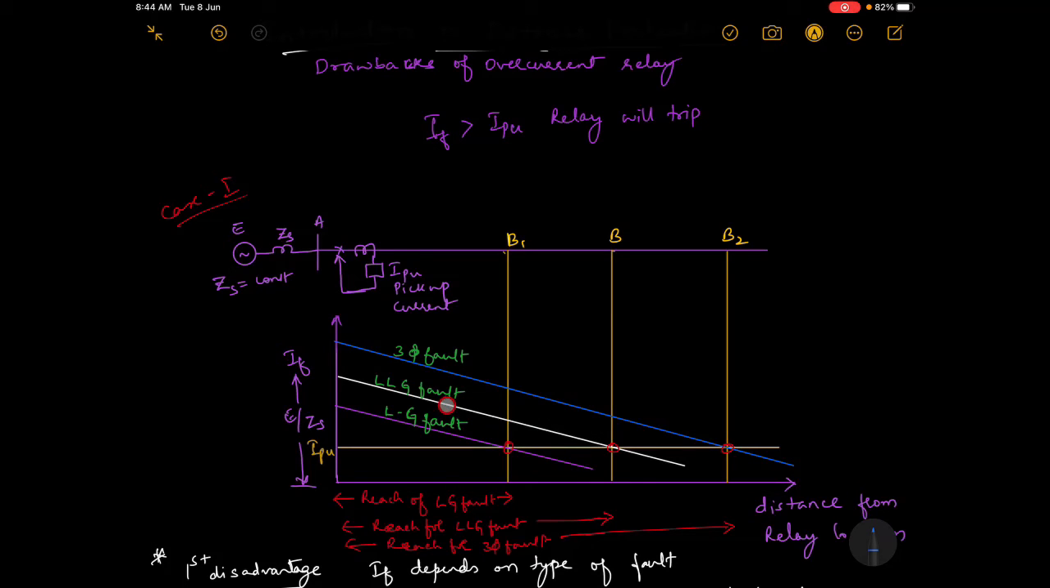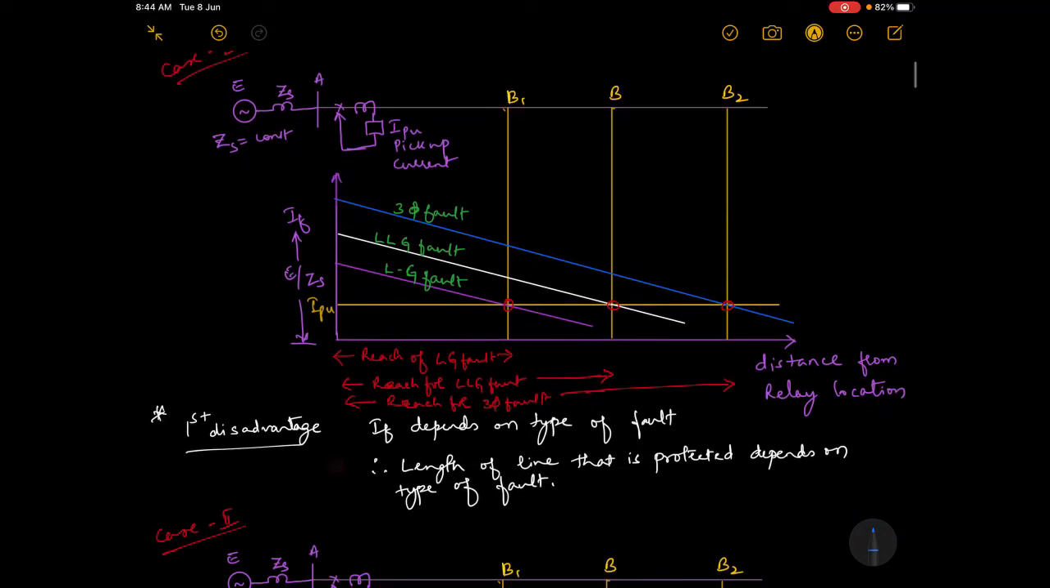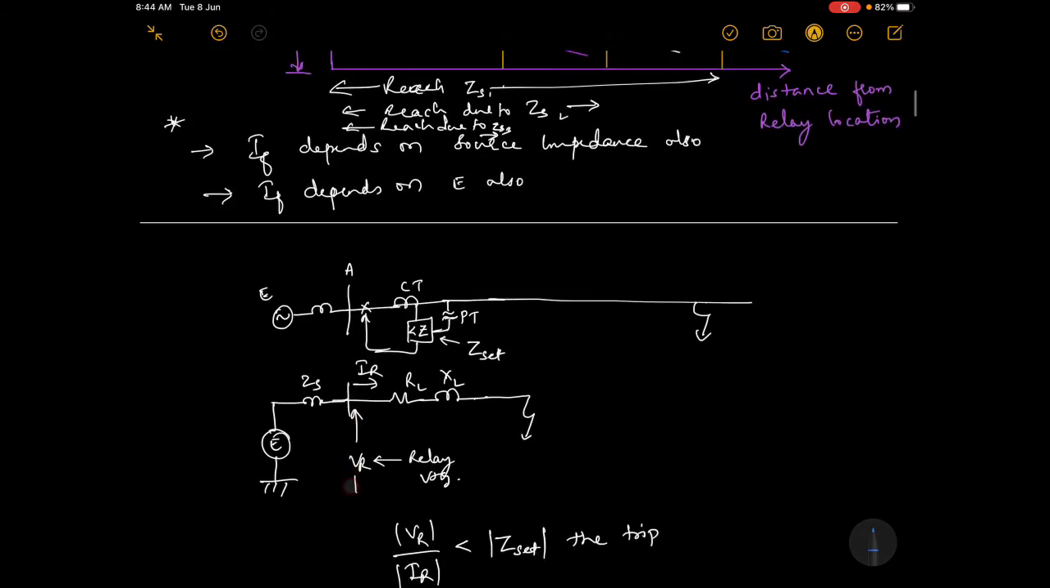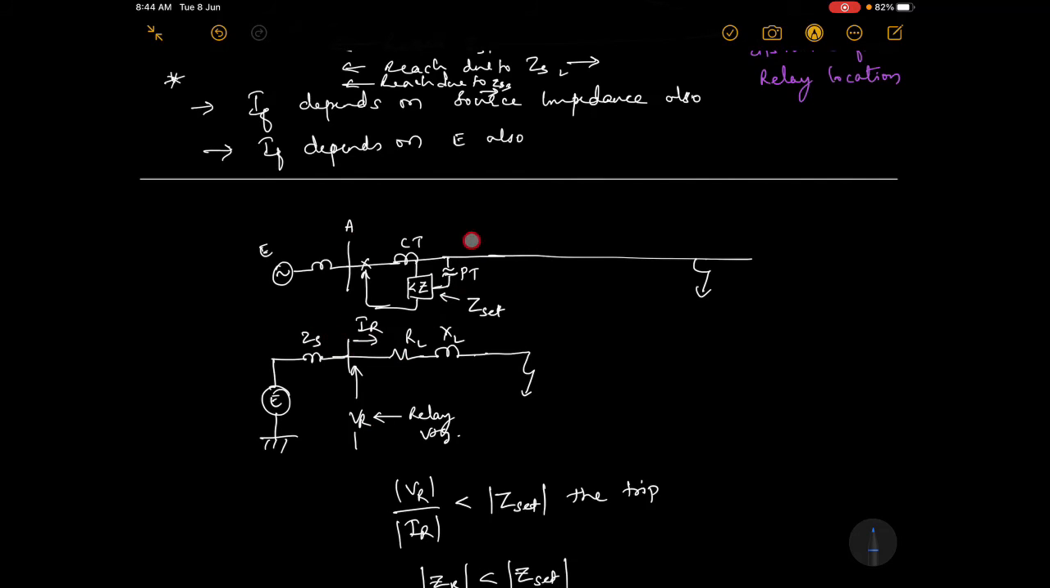If the fault is something else where the fault current is less, the overcurrent relay would reach a lesser distance. Now this is one disadvantage, and the second disadvantage was that it was dependent on the source impedance. Yes, if the impedance is high, the fault current is less. So to overcome these two disadvantages, we used something called the distance relay.